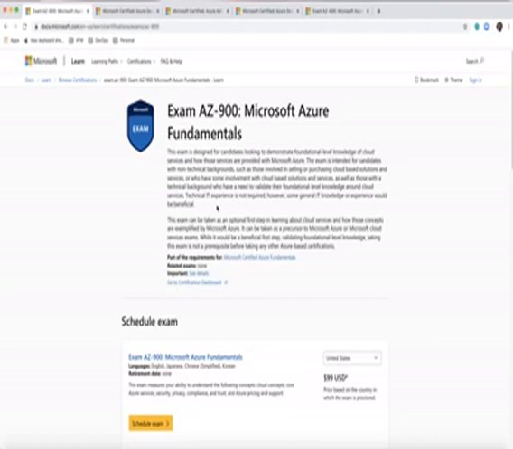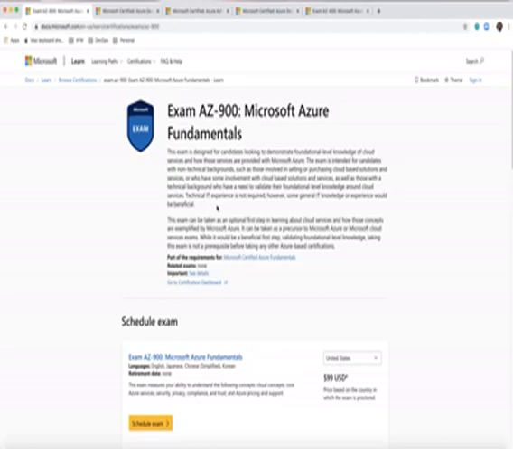So what is this AZ900? This is just Azure fundamentals. It tells you about what Azure is, what cloud computing is, what PaaS, SaaS, and IaaS are, what a costing model is, what a subscription is, and what a resource group is. So this is a basic exam of Azure.